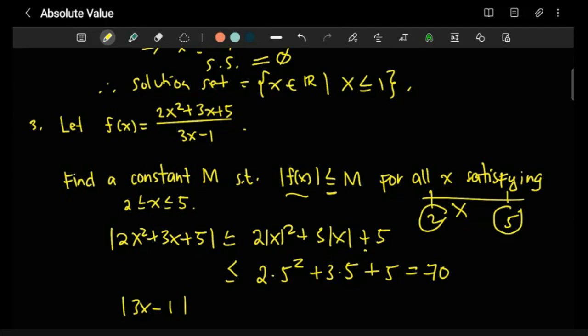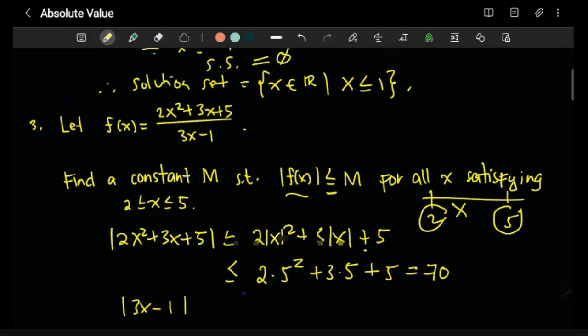Okay. Since this is minus, ang gagamitin natin, syempre, yung property na involved yung minus. So this is greater than or equal to absolute value ng 3x minus absolute value ng 1. Right? Okay. So yan yung property ng triangle inequality, ha? Okay. But ano ba yung pinakamaliit ng value ng x?